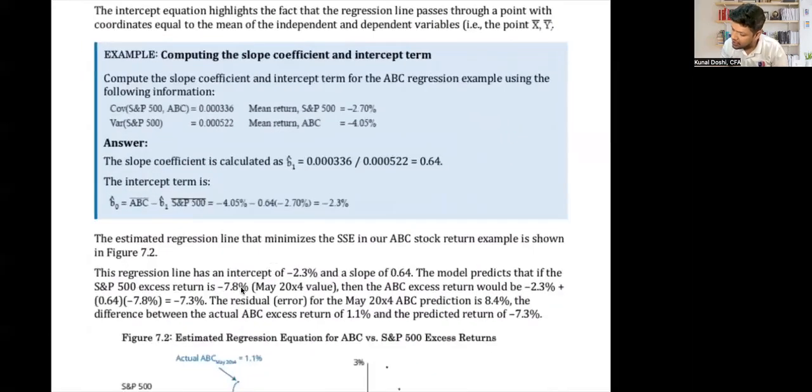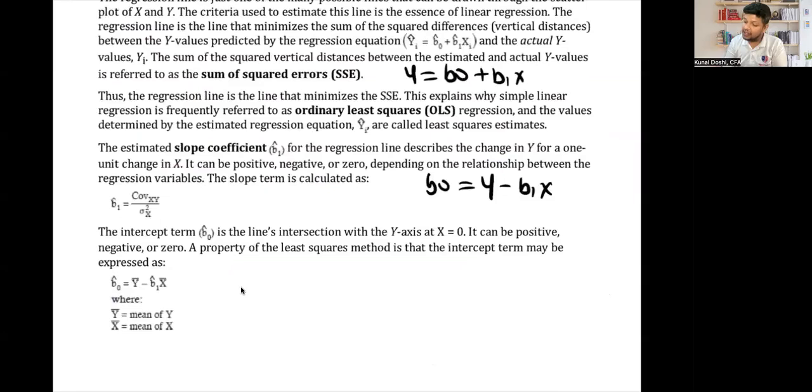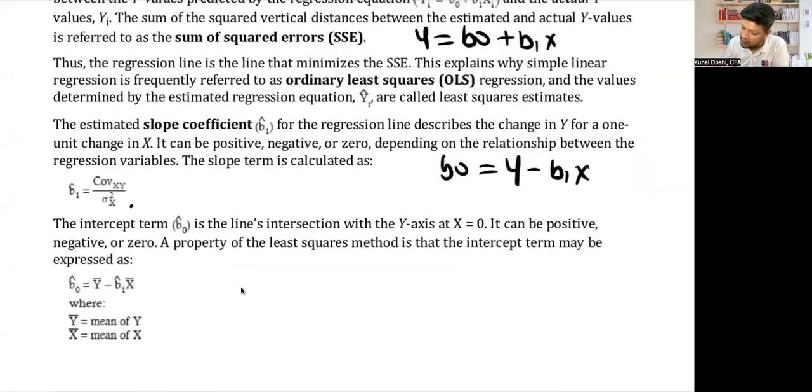For example, here they've given you the information: compute the slope and intercept from the regression using the example. They've given you covariance and variance. Now, covariance and variance, how do I find that? So guys, the formula for beta, for the first time it is coming, is covariance of X and Y over variance of the market, which is X. So let me write it down and explain.